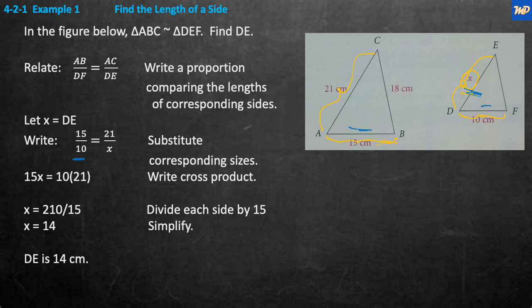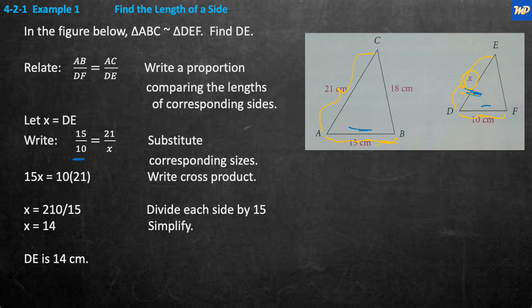Well, here's 21, and this is proportional to the DE side, right? Here's our X. So we wrote it, 21 is to X. Now there's our relationship: 15 over 10 is equal to 21 over X. Now we're going to solve the equation. We're going to solve for X. So we're going to cross multiply using cross product multiplication.